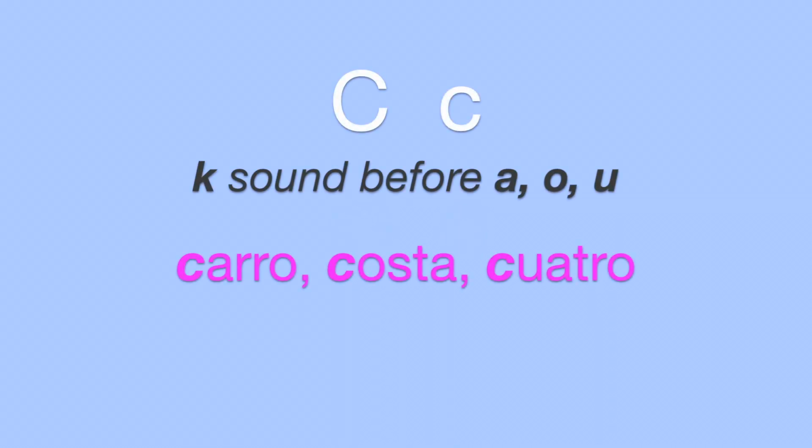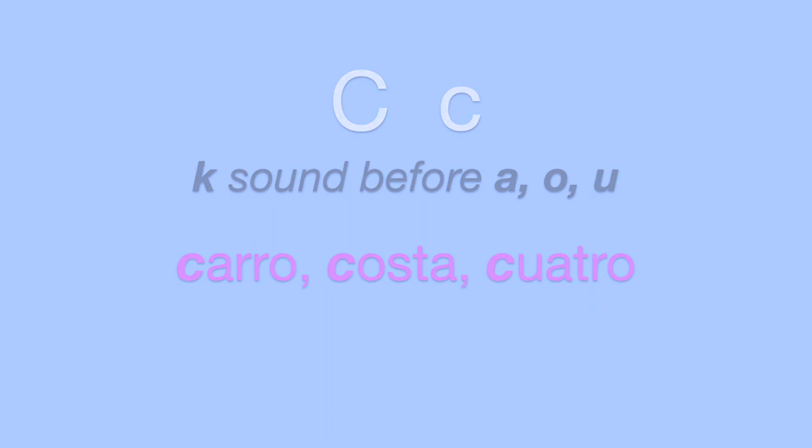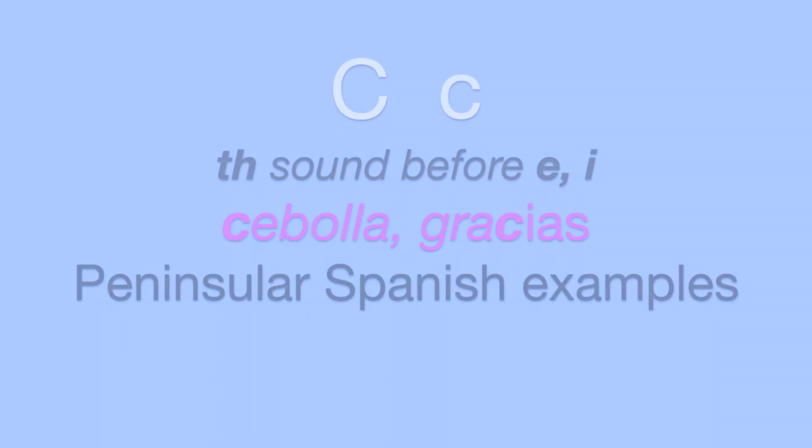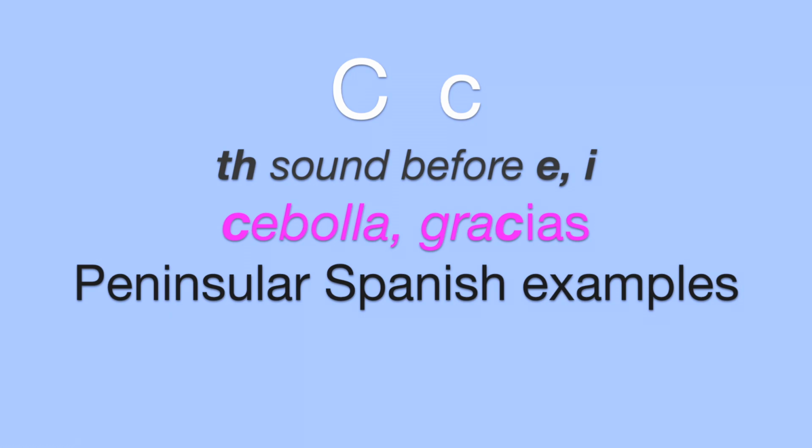C. C has three different cases. K sound before A, O, U: carro, costa, cuatro. S sound before E and I: centro, cierto. And Th sound before E and I: cebolla, gracias.